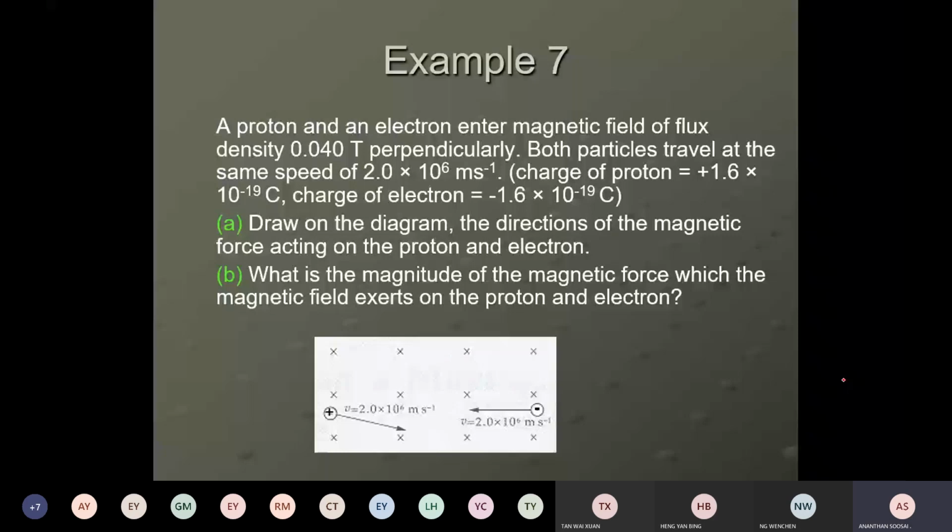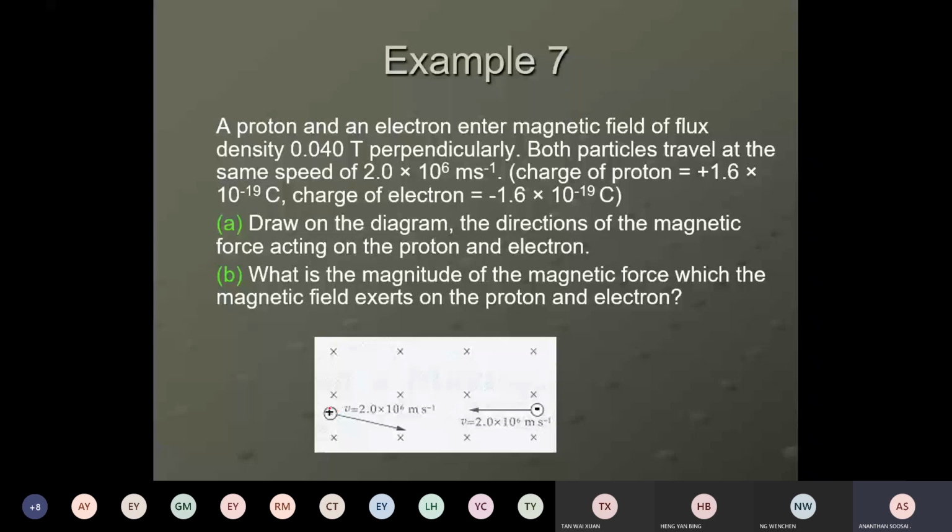Okay, now one example of that: a proton and electron enter a magnetic flux density of 0.04 Tesla perpendicularly. Both particles travel at the speed of 2 × 10⁶. Okay, the charge of each of them is the same. Draw on the diagram the direction of the magnetic force acting on the proton and the electron.